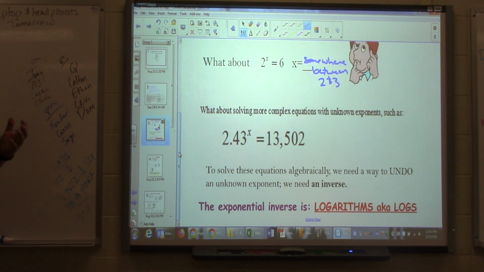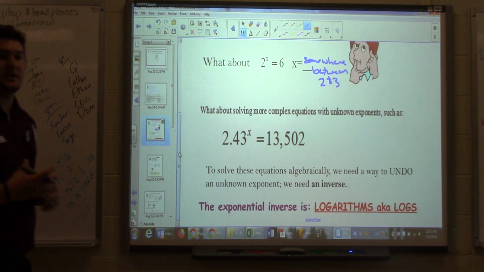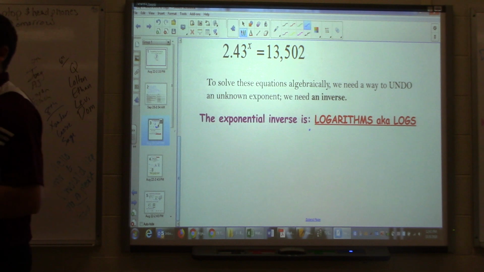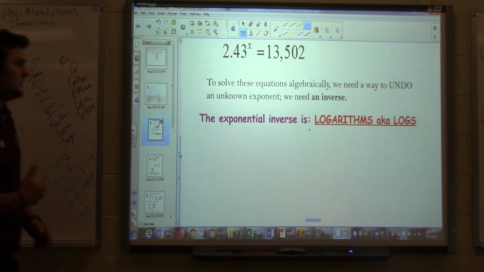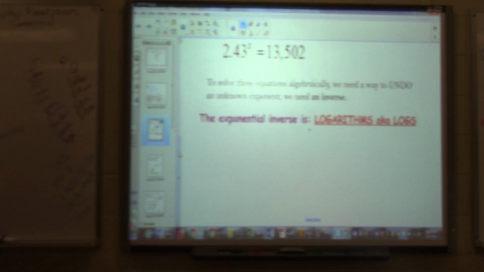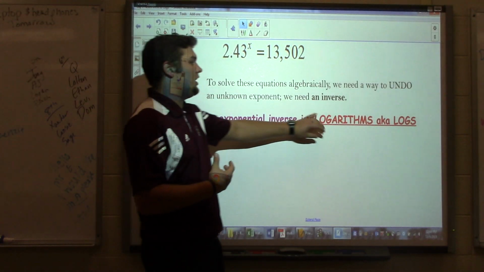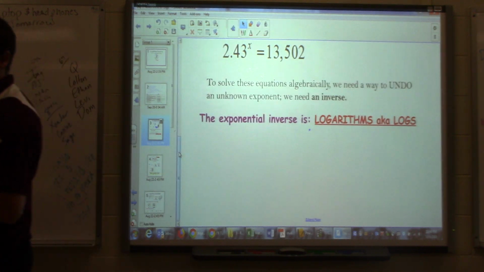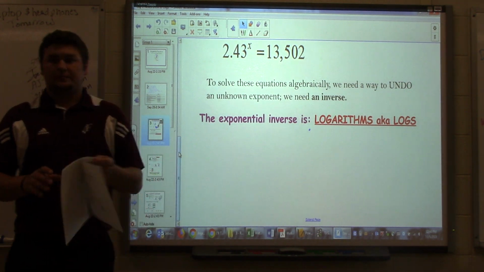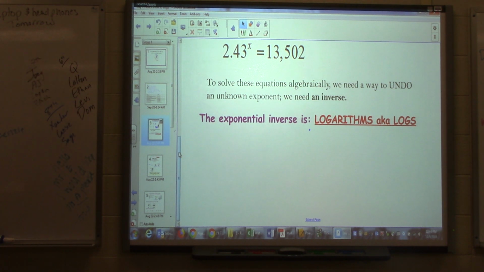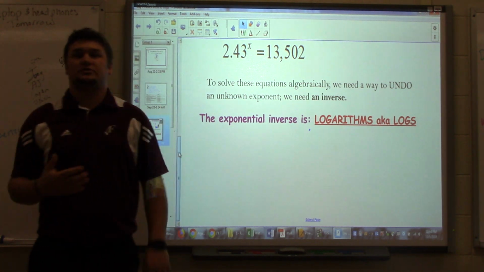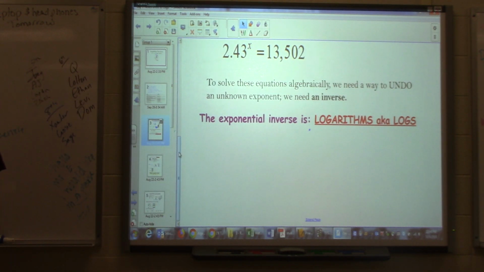We need an undo way, we need an inverse. A lot of times we undo things. We want to undo multiplication, we do division. We want to undo subtraction, we do addition. If we want to undo an unknown exponent, just like we had last unit when we couldn't find that exponent, where the exponent's a variable, we are going to take a log. A logarithm, or log, is the inverse to an exponent. So that's why we need them. They're the inverse to exponents. And that's what we're going to talk about today, going from logs to exponents, exponents to logs. It's going to be a pretty easy day, I think.